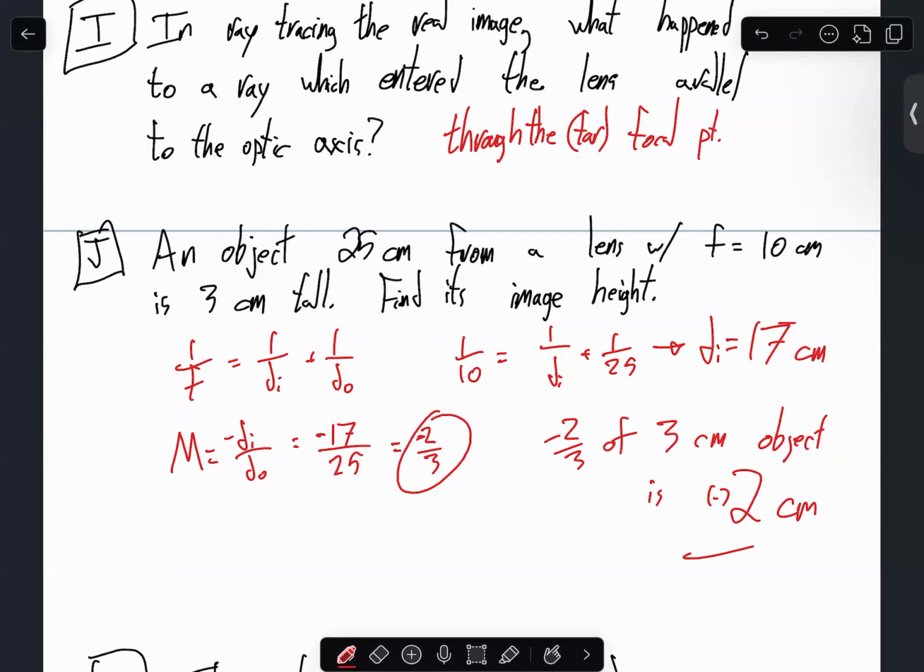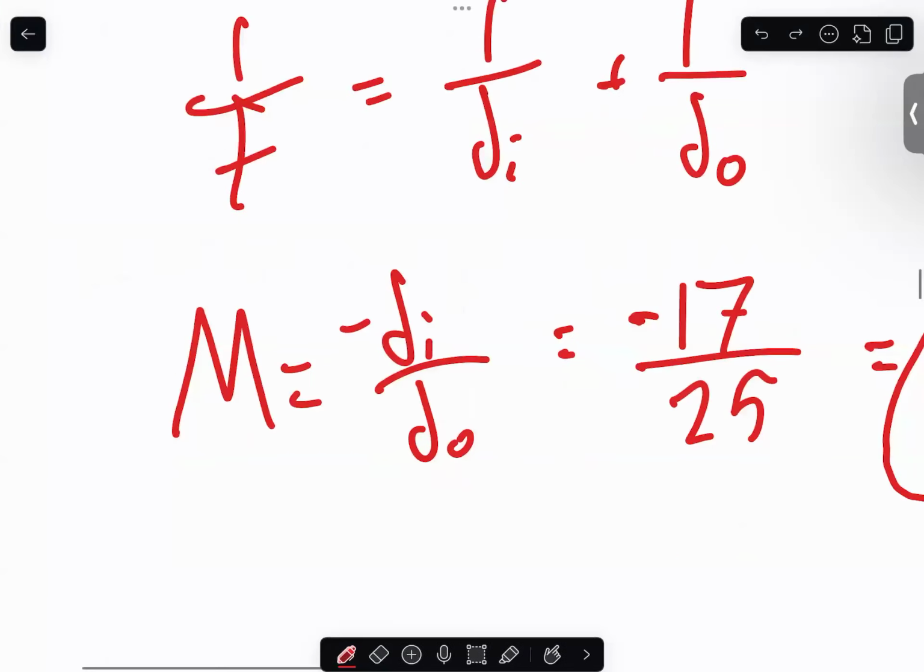What do you mean? Di is a positive number. Do is always a positive number. I just plugged into the formula and I got di as a positive number in this case. Magnification, yeah, here's the magnification formula. Magnification is negative di over do. That doesn't mean that di is negative. If I take negative of di over do, 17 becomes negative 17 over blah, blah, blah.